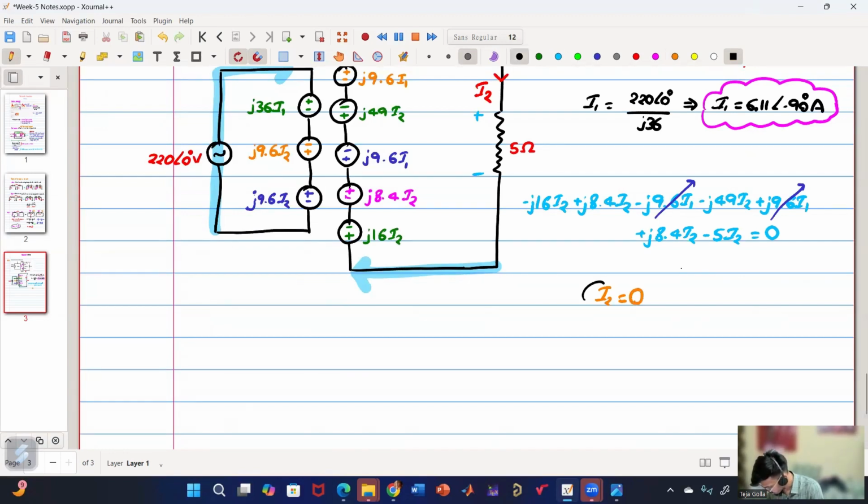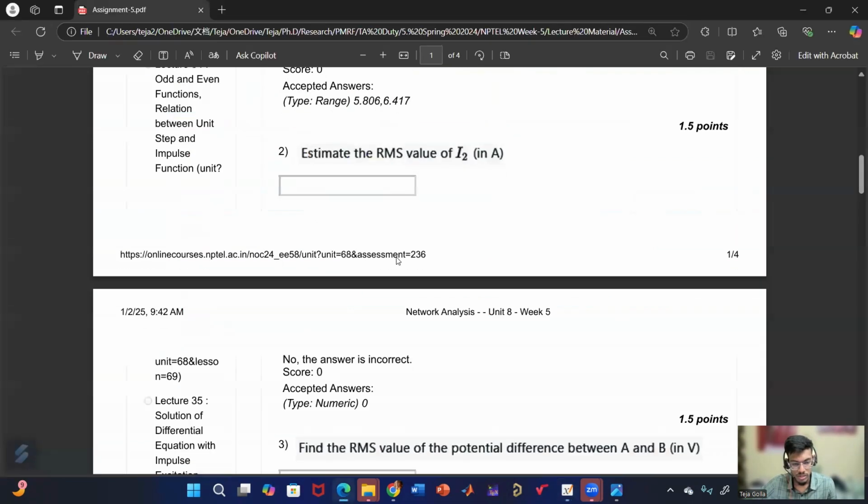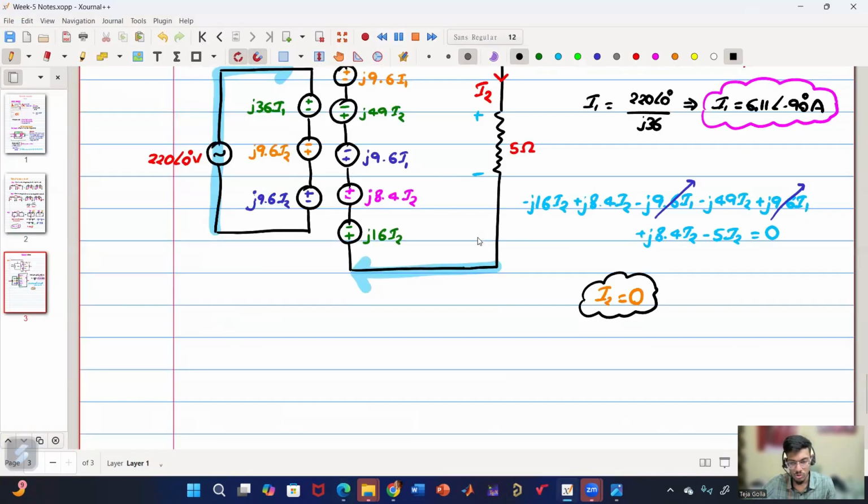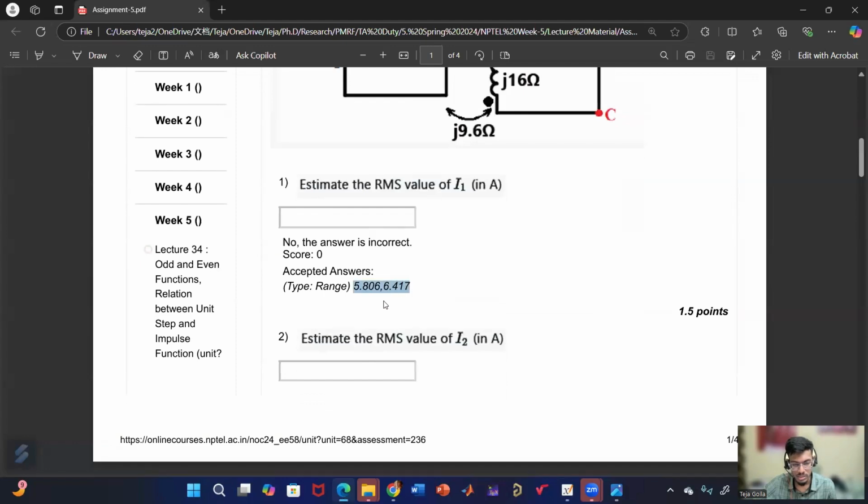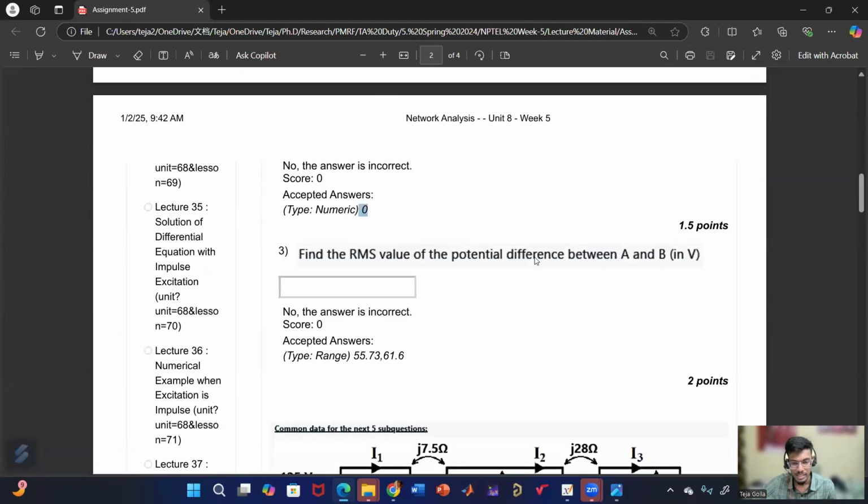Let us go back to the question and see what they have asked. They have asked I1 and I2. Let us see whether our values are matching or not. They are asking what is the I1 RMS value. I1 RMS value is 6.11. And I2 RMS value is 0. So it is in the range. And they're asking what is the potential difference VAB.